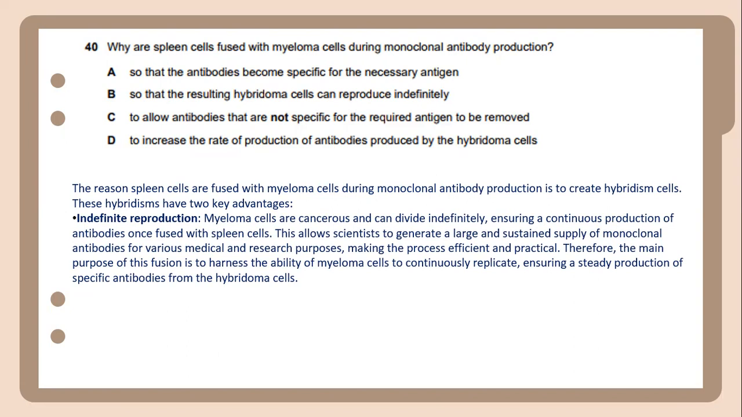And this allows scientists to generate a large and sustained supply of monoclonal antibodies for various medical and research purposes, making the process efficient and practical. Therefore, the main purpose of this fusion is to harness the ability of myeloma cells to continuously replicate, which ensures a steady production of specific antibody from the hybridoma cells.